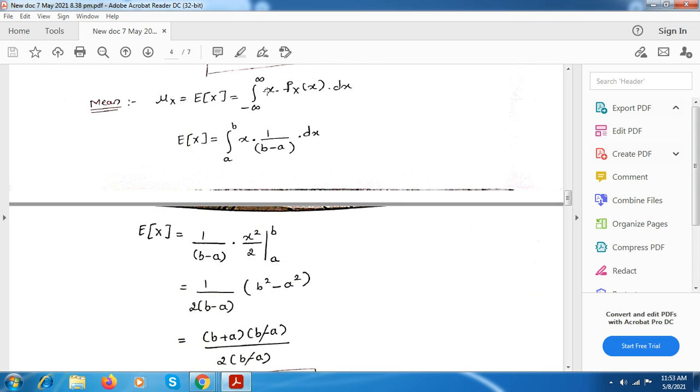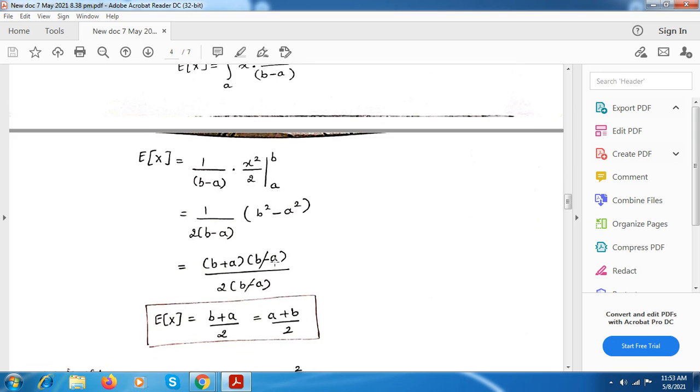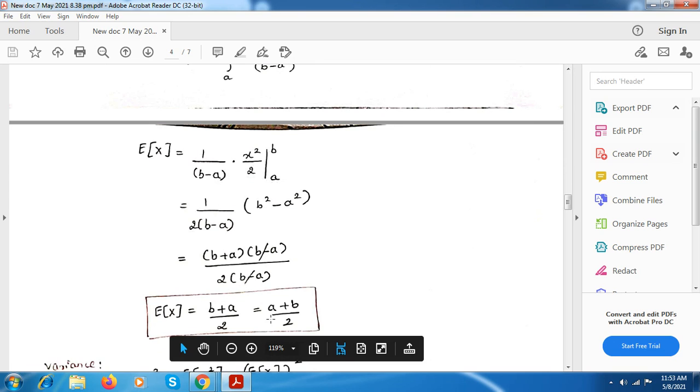Integration minus infinity to plus infinity x into fx of x. Here the PDF value is 1 divided by b minus a. So integration of x is x square by 2. Put the upper and lower limit and then cancel the common terms. Then you get a plus b by 2 as the mean value.